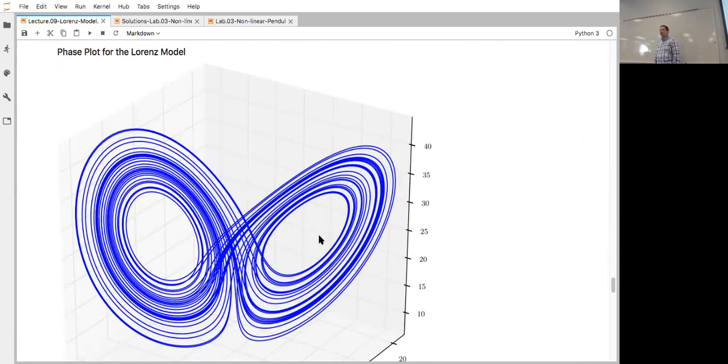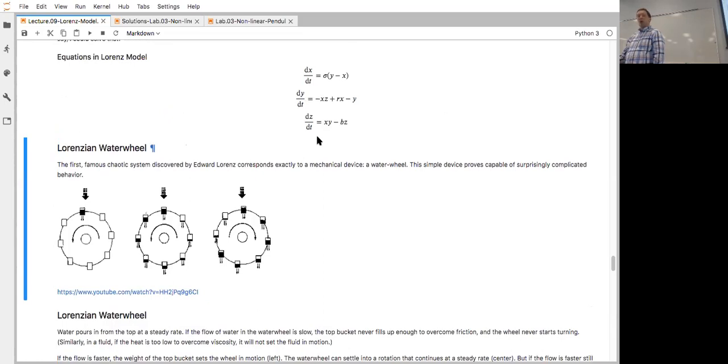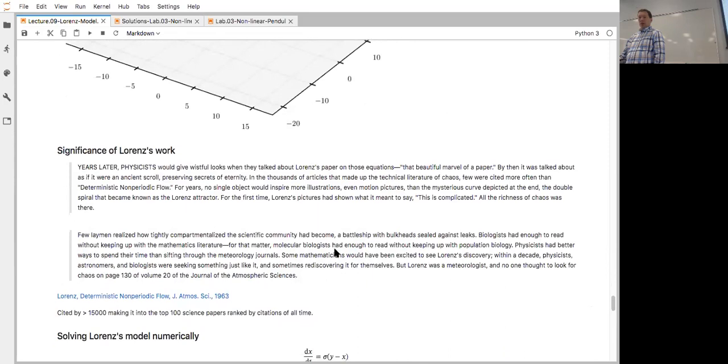It's typically associated with the word chaos. I believe this book that I'm sort of telling the story from has an animation of this on the front cover. This is the solution to this system of three equations. Again, the system of three equations are just three derivatives, and you could solve them. So let's do that, right?